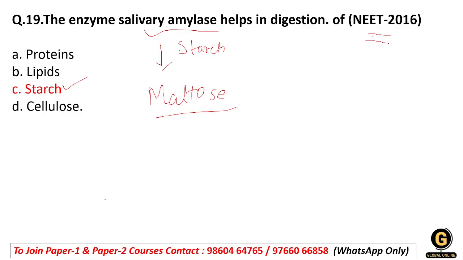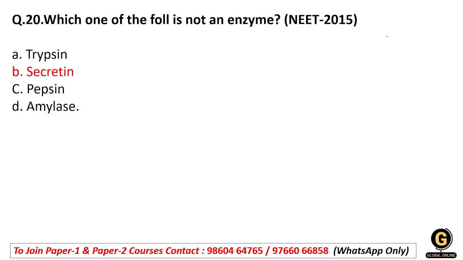Moving forward to the next question, which one of the following is not an enzyme? तर काय एन्झाइम नाहीये स्टुडंट? See, always remember, enzyme ends with ASE. जर एन्झाइम ASE ने एंड करत असेल, ASE त्याच्या एंडिंग मध्ये असेल, so it is always an enzyme. So the options here are trypsin, secretin, pepsin and amylase.